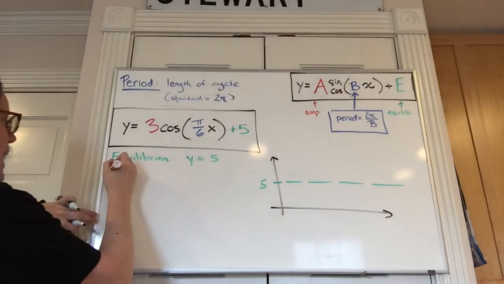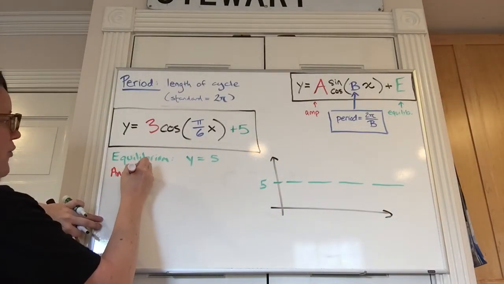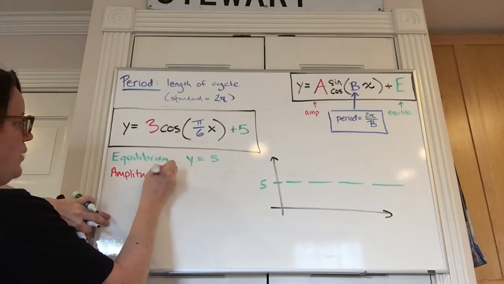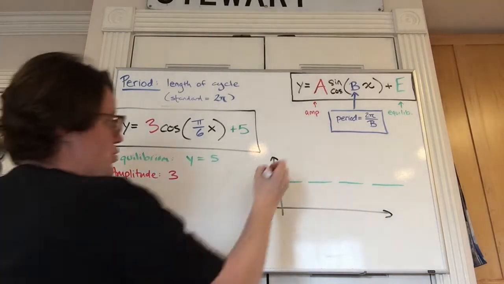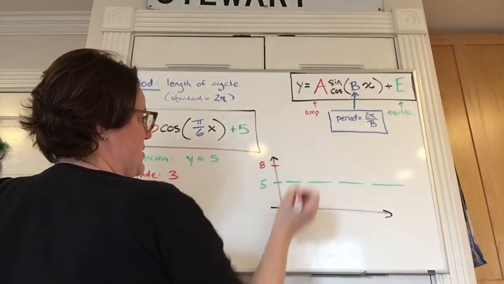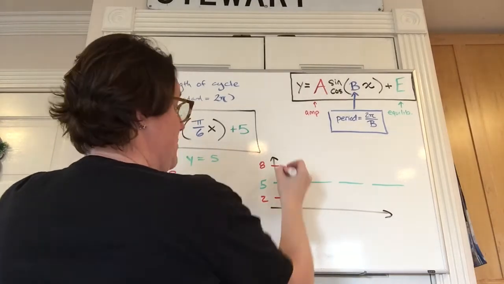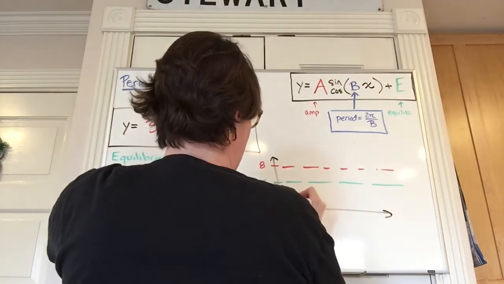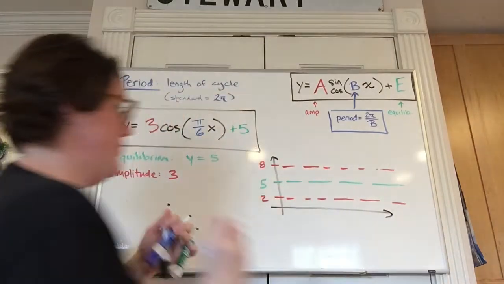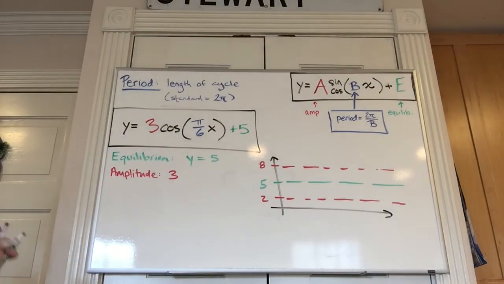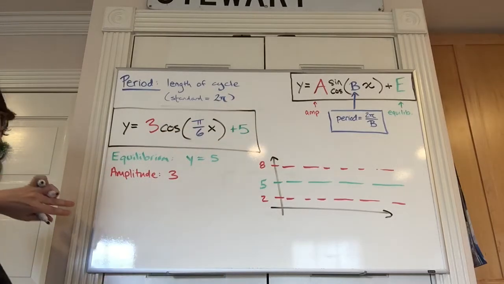Okay, the amplitude for this graph, how far above and below I stretch, is 3. So if I go 3 up, my maximum is at 8. If I go 3 down, my minimum is at 2. So there's my max line, there's my min line. Okay, so then lastly, this is where we use the new piece.